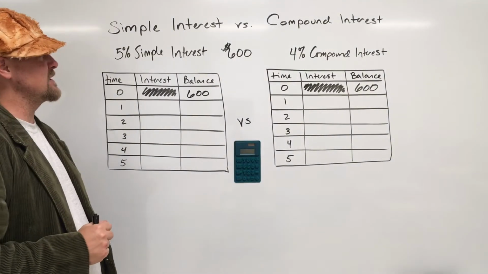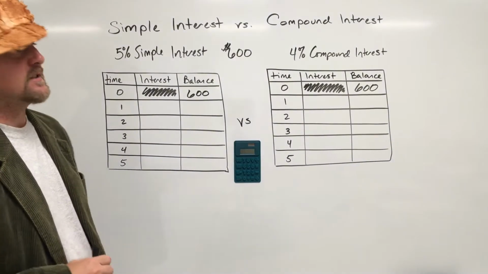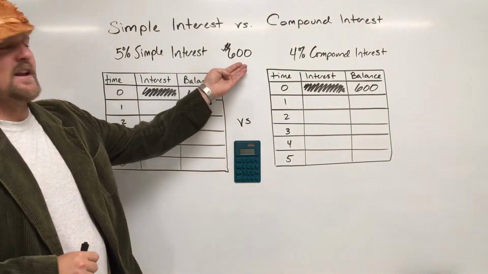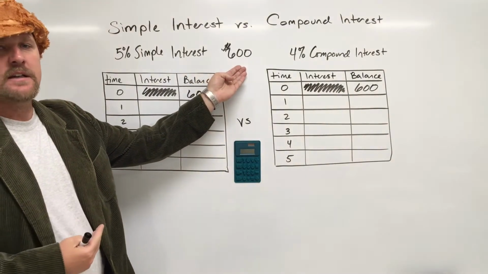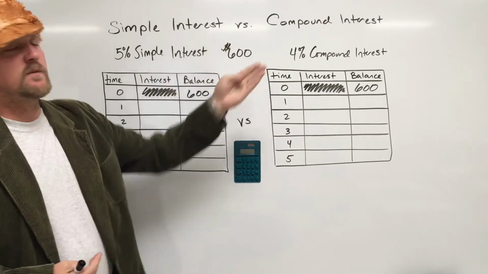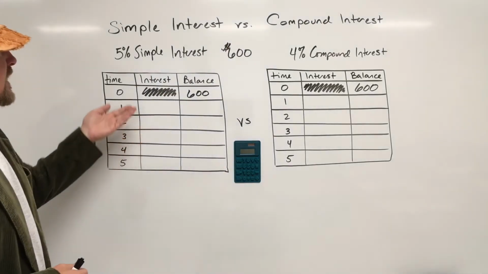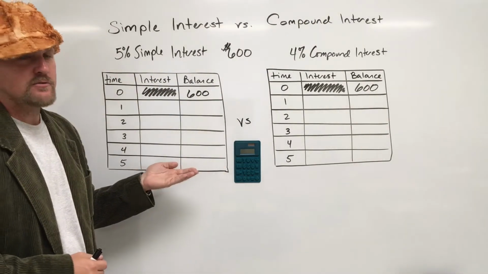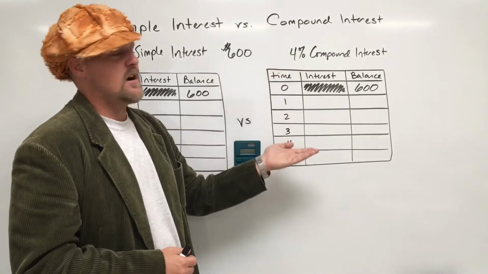Today's video is going to talk about simple interest versus compound interest. Now what we're going to do is take a certain amount of money, in this case $600, and compare two investment accounts. This investment account is 5% simple interest and this one is 4% compound interest.